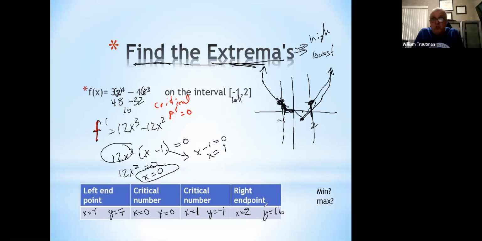So we're looking for the highest and lowest points of this graph. Obviously, this is the maximum. This is the highest point, the highest y value. And the lowest y value looks right here. This is the minimum. So let's put that in our graph now and just verify that.